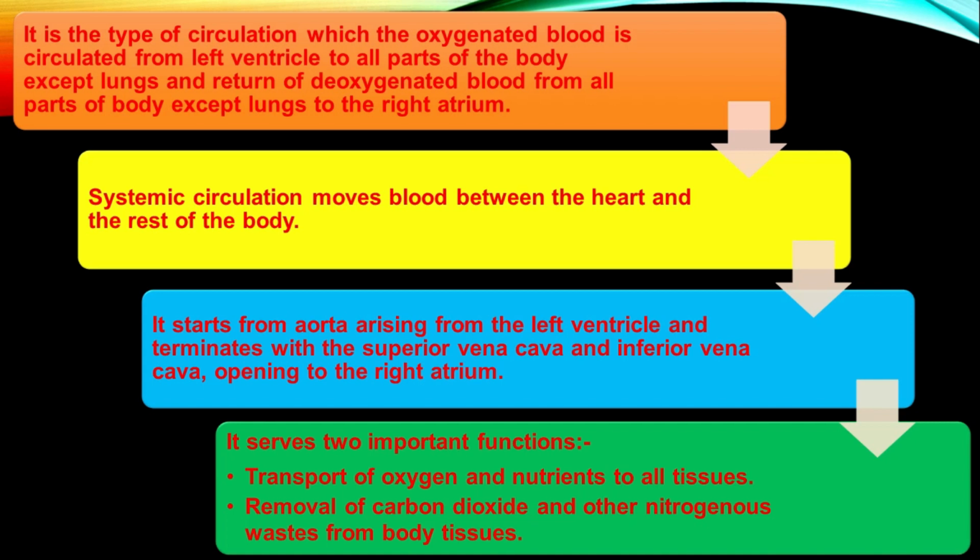It is a type of circulation in which the oxygenated blood is circulated from left ventricle to all parts of the body except lungs, and the return of deoxygenated blood from all parts of body except lungs to the right atrium. Systemic circulation moves the blood between the heart and the rest of the body. It starts from the aorta, arising from the left ventricle, and terminates with the superior vena cava and inferior vena cava opening to the right atrium.